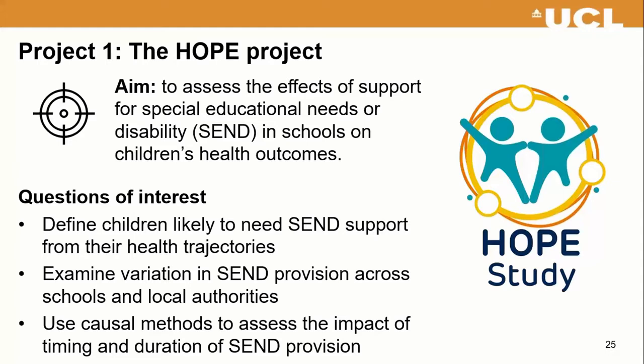The questions that the research team are going to be looking at are, firstly, can we use the health information that's recorded in these hospital data sets to define groups of children who are likely to need SEN support as they move through the school system? Then, based on that population of children who are likely to need it, we can look at who actually received it in schools and examine the variation across local authorities and different regions of the country. Finally, the project hopes to use some causal methods to assess the impact of the timing and duration of SEN provision on improving health outcomes for these children.